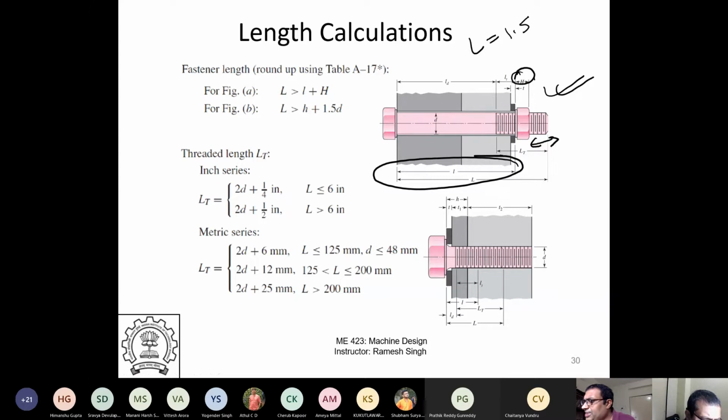Then you have the threaded length LT. For the inch series, it's 2D plus 1/4 if the length is less than 6 inches, and if it is more than 6 inches, then 2D plus 1/2. That's the thread length typically. Thread length is only there for bolting, that's what you need. In metric, it's the same thing. You have 2D plus 6 mm for lengths less than 125. Between 125 and 200, you have 2D plus 12 mm. And if the length is greater than 200 mm, then you get 2D plus 25 mm.